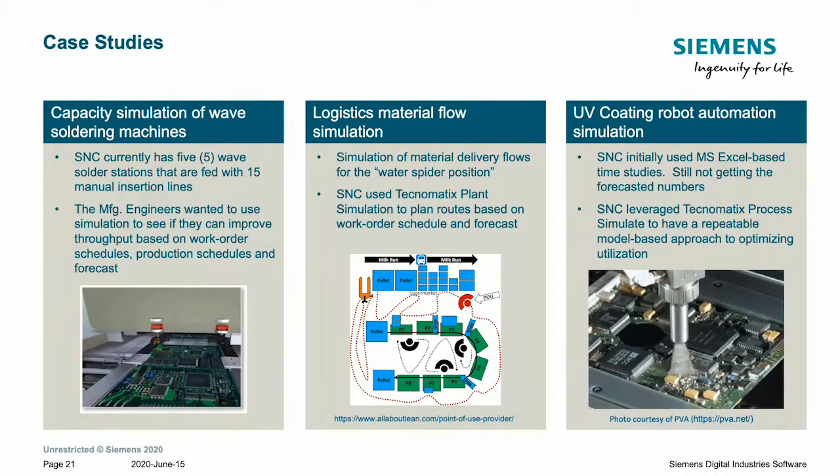So synchronizing with the work orders and ensuring that the planned routes of pickup and drop off of materials were timely was critical. And then finally, a UV coating automation simulation was done at SNC. They have an automated cell that's based on a vendor supplied cell. And we did some initial studies based on the layout that they've done, some Excel based time studies to try to optimize its utilization.